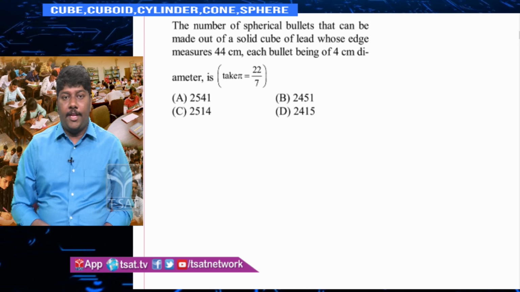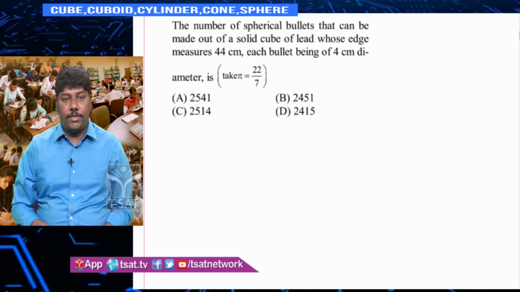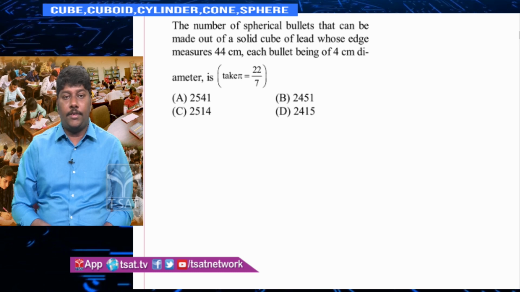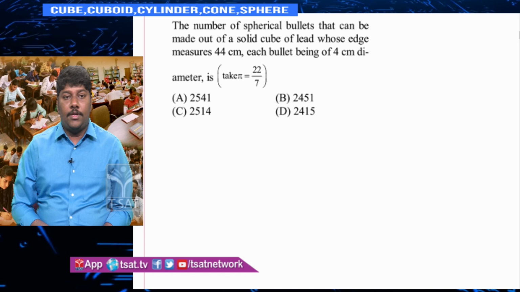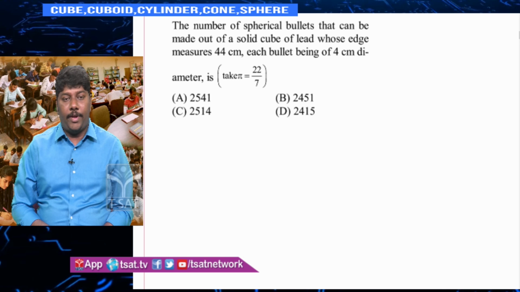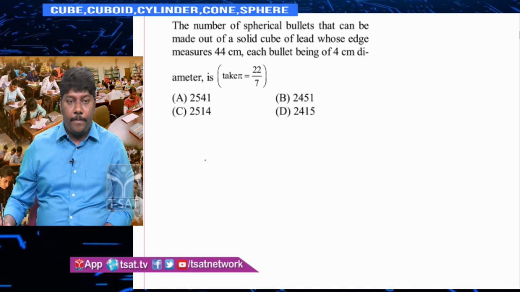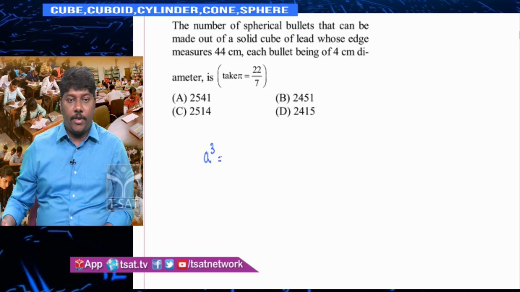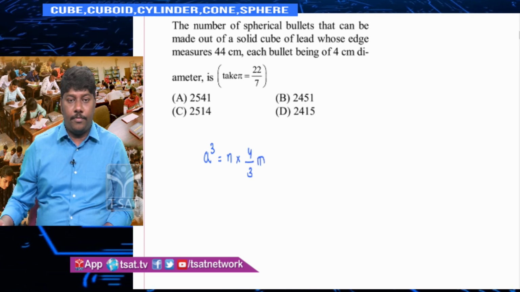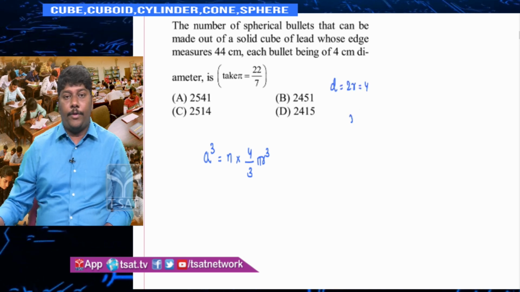Look at this question. The number of spherical bullets that can be made out of solid cube of lead whose edge measures 44 centimeters, each bullet being 4 centimeters diameter, is, take pi value is equals to 22 by 7. So you have to melt a solid cube and form some bullets. So cube volume is equals to n into the volume of the sphere. Here diameter is given, which is equals to 2r is equals to 4. Therefore, radius becomes 2.